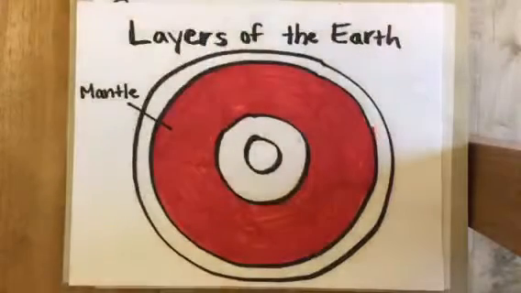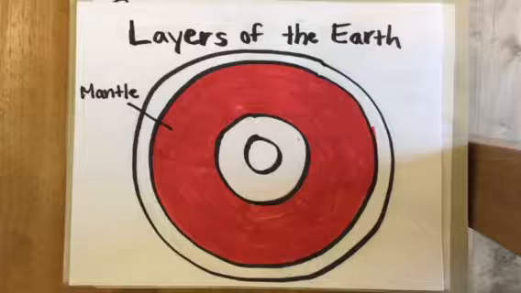The layer under the crust is called the mantle. The mantle is made of hot, melted rock similar to gooey taffy called magma. It is 1,800 to 2,700 kilometers thick.